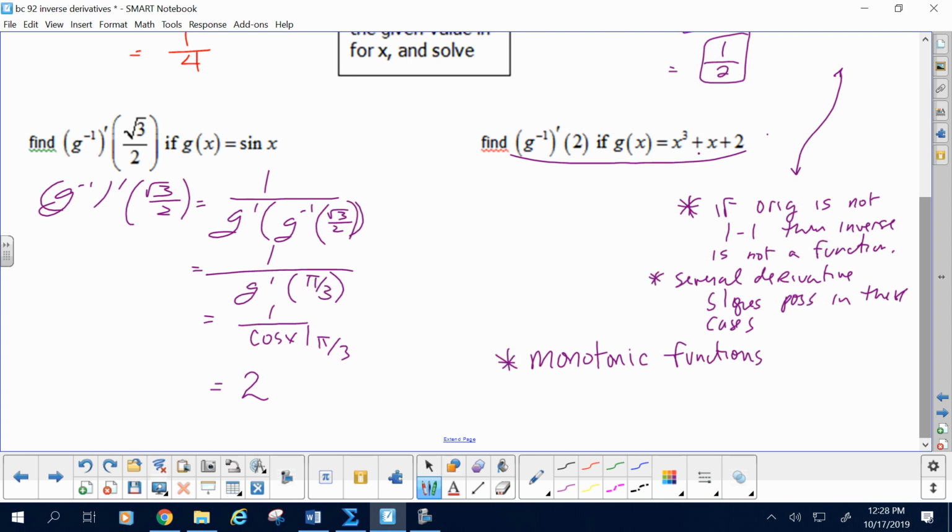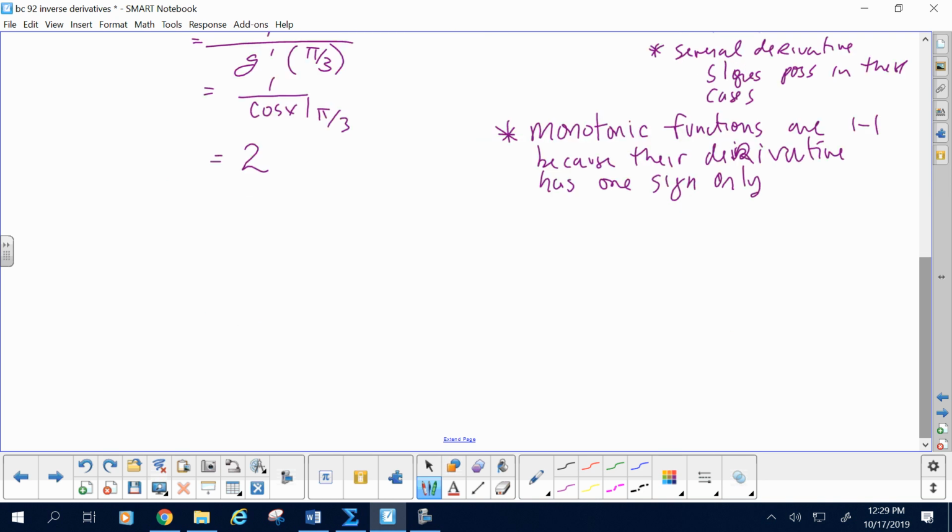Monotonic functions are one-to-one because their derivative has one sign only. Now think about that: if the derivative has one sign only, what would that imply about the function's increasing or decreasing behavior? It would either always be increasing or always be decreasing. And if it's always increasing or always decreasing, doesn't that ensure that it's one-to-one? See what I mean? Okay.